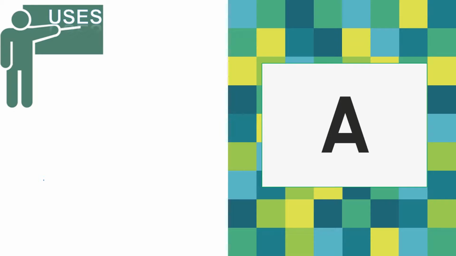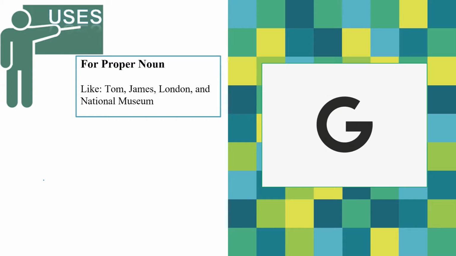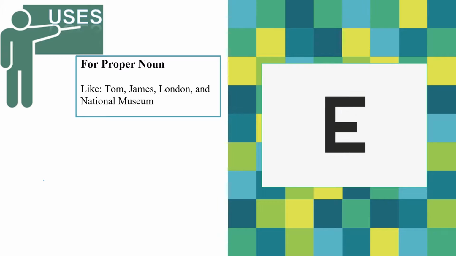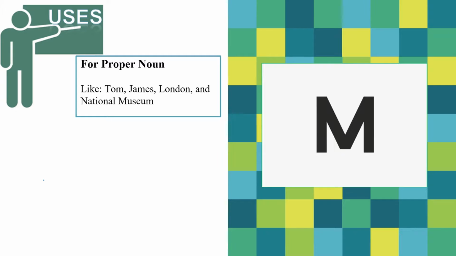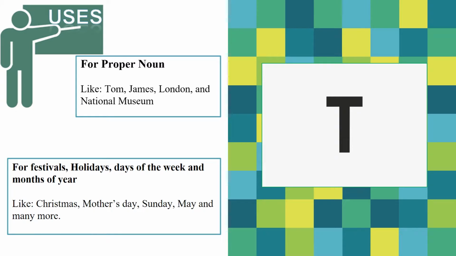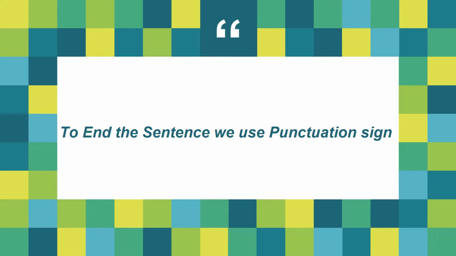Capital letter is also used for proper nouns, which you have already learned in the lecture of parts of speech, like Tom, James, London, and National Museum. Capital letters are also used for festivals, holidays, days of the week, and months of a year, like Christmas, Mother's Day, Sunday, May, and many more.